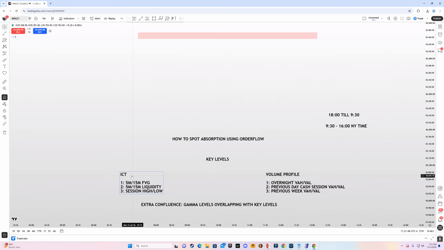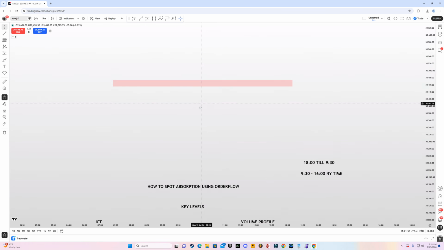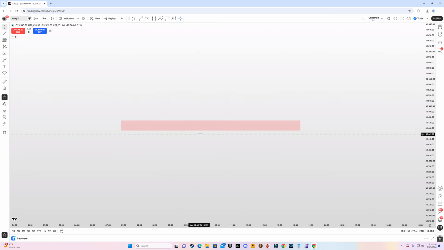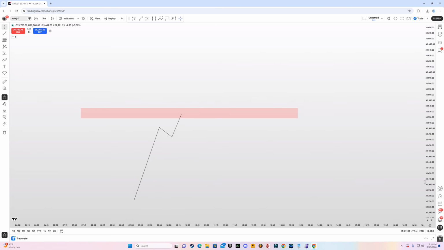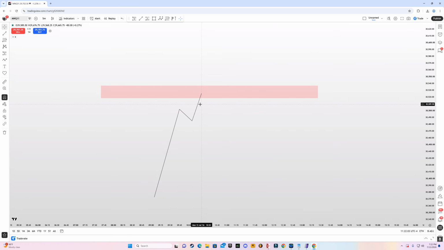So let's start with the ICT key levels, right? So let's say we have a 5-minute or a 15-minute bearish fair value gap resting around here. Now, when price approaches this level, right, we want to open up our order flow tool. So first I'm going to show you over here, and then I'm going to move on and show you actual examples later on in the video.